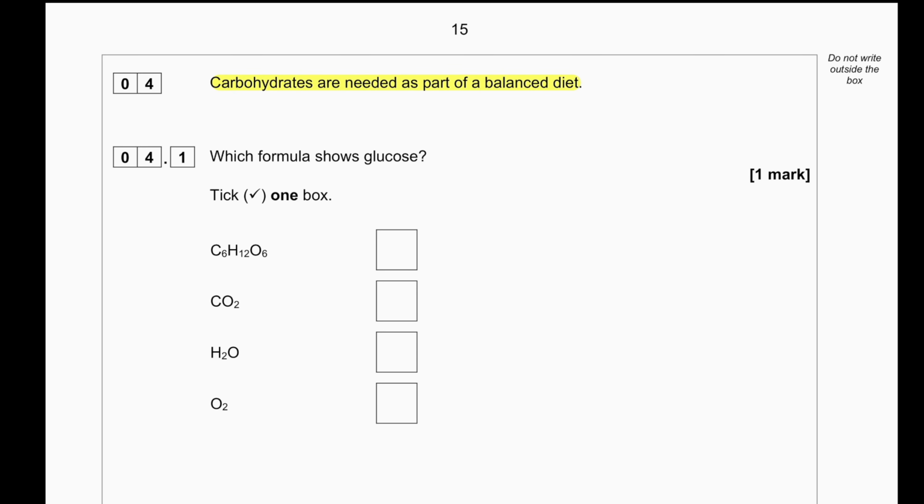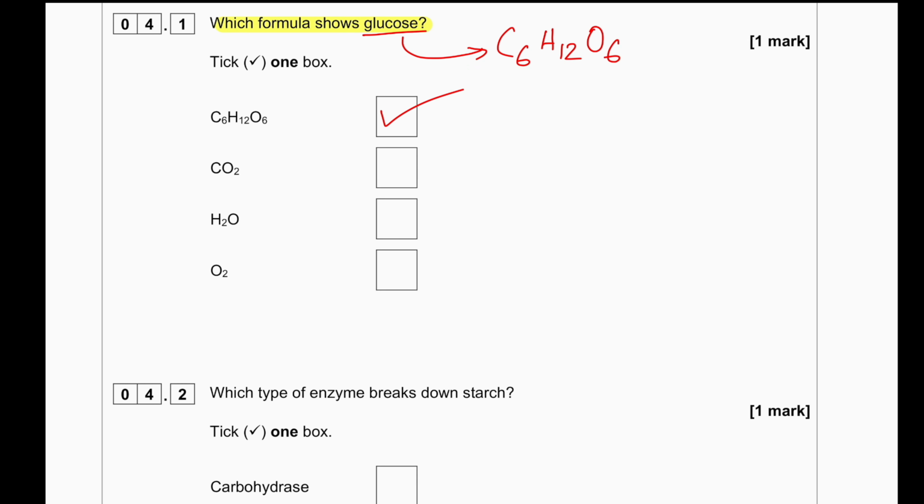Carbohydrates are needed as a part of a balanced diet. Which formula shows glucose? For students, the formula for glucose is very much necessary. Just remember, glucose consists of 6 carbons joined with hydrates of that carbon. Hydrate means water. So if there are 6 carbons, there will be 6 waters, which means there will be 12 hydrogens and 6 oxygens, C6H12O6. As you can see, the other options are obviously wrong. For example, CO2 is carbon dioxide, H2O is water and O2 is just oxygen.